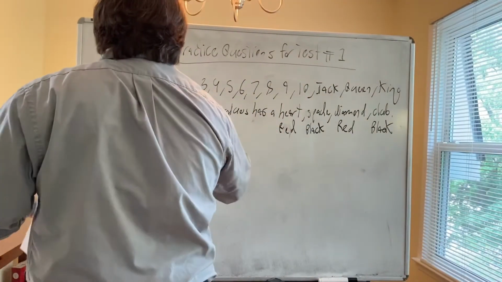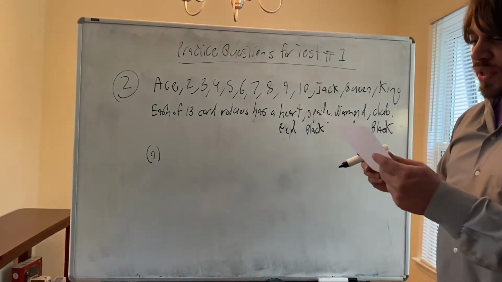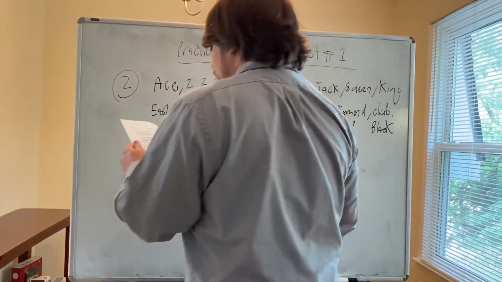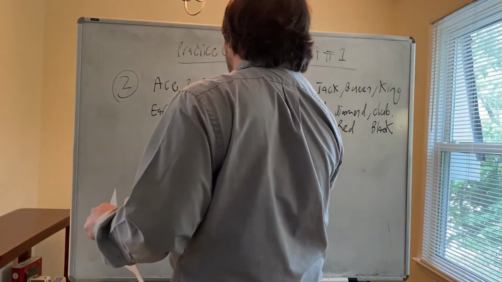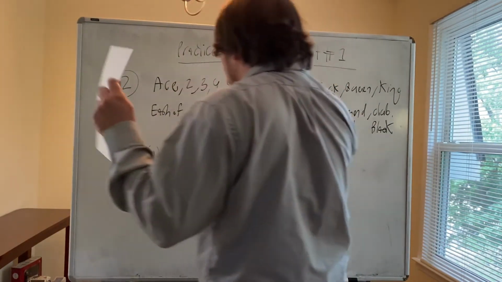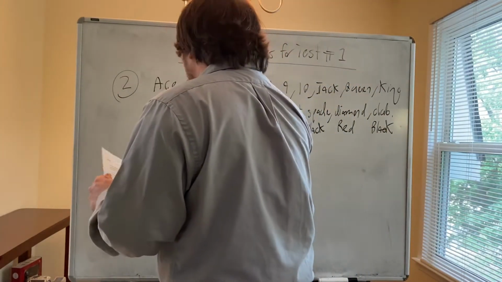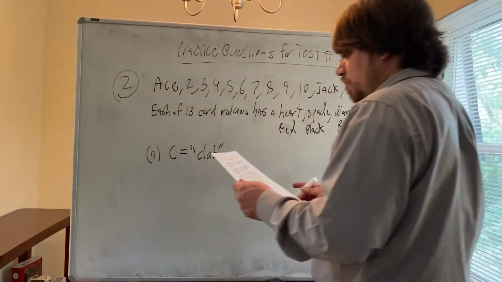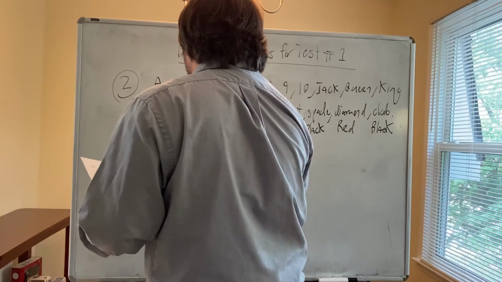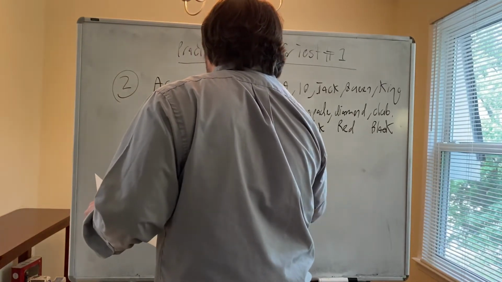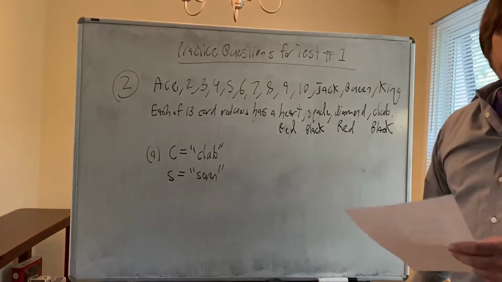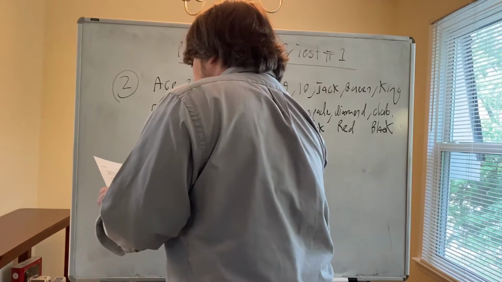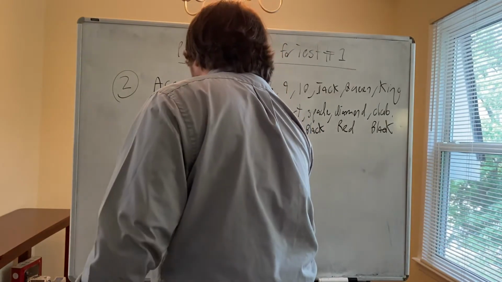Part A of number 2 says, find the probability of drawing a card that is neither a club nor a 7. For A, I'm going to make capital C the event of drawing a club, and I'll write club in quotations. For 7, I'm going to put S, since the word seven starts with an S. S is going to denote drawing a 7. We want the probability that the card drawn is neither a club nor a 7.